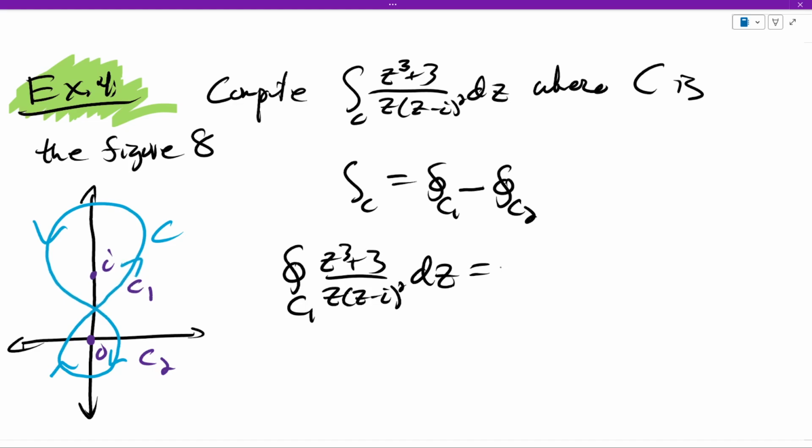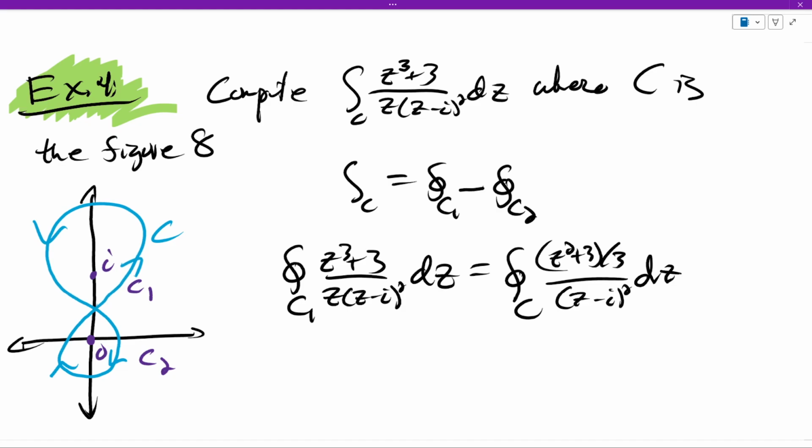All right. Now, C1 has the singularity i, so what we want to do is rewrite this as (z squared plus 3 over z) over (z minus i) squared. Sorry, z squared plus 3 over z, my bad. There's some really loud thunder that just happened. Okay, so we do this because z squared plus 3 over z doesn't have a singularity inside of C1. So it's analytic in a neighborhood of C1 and interior to it.